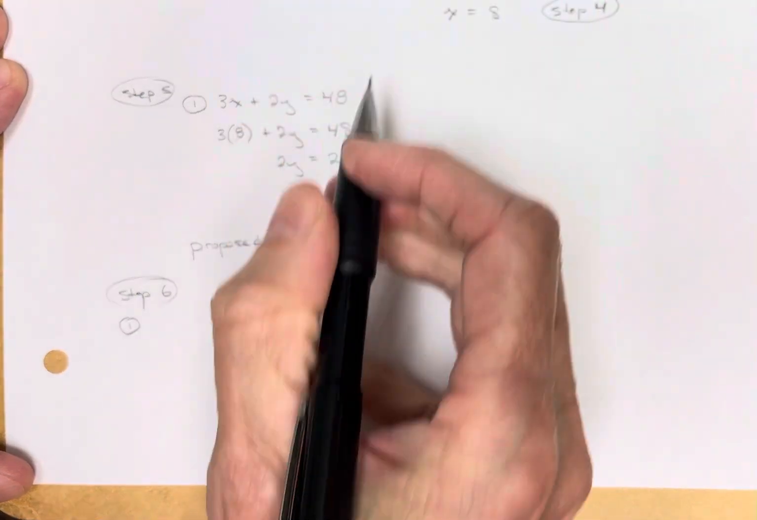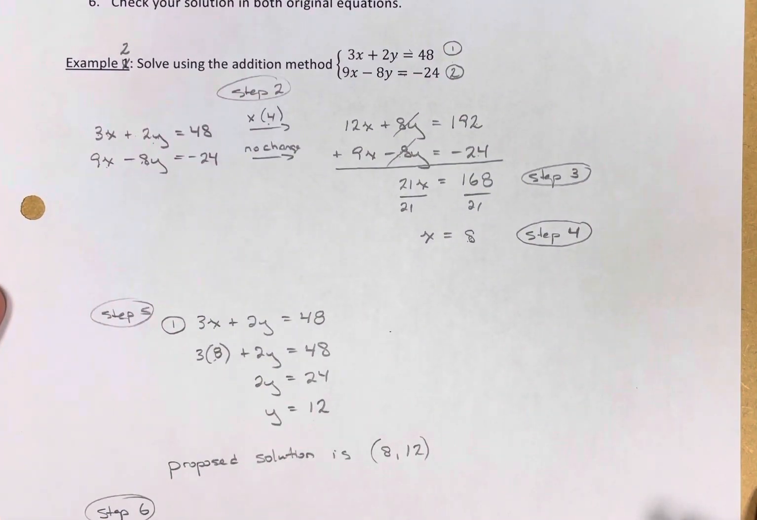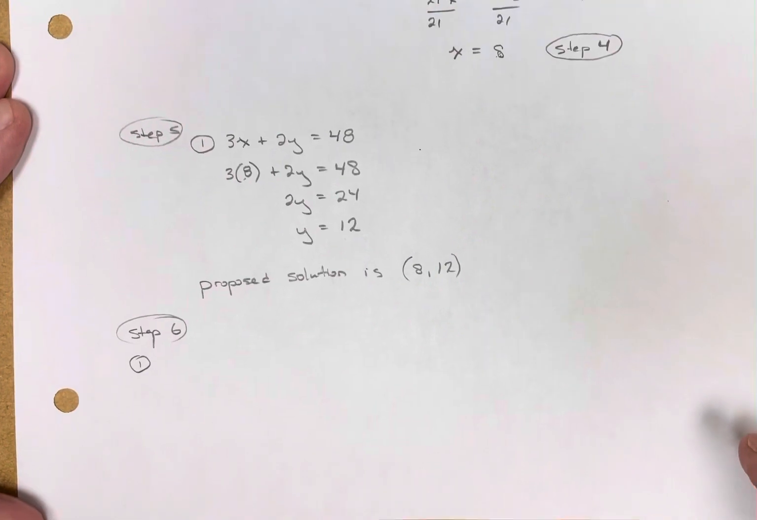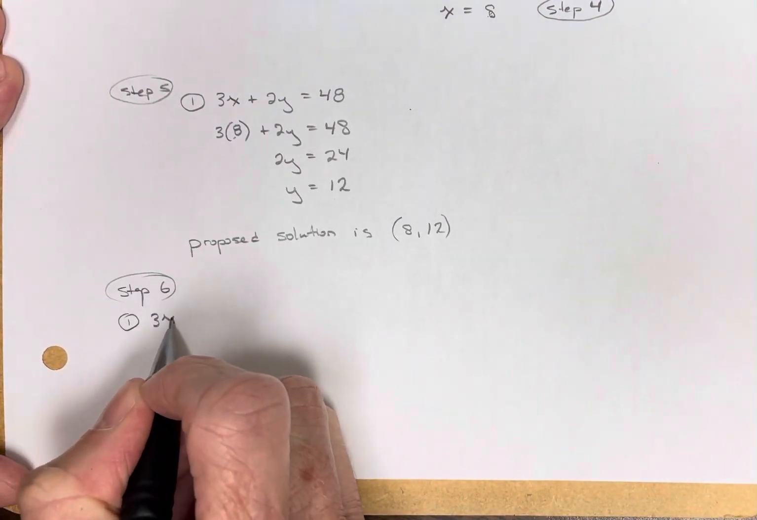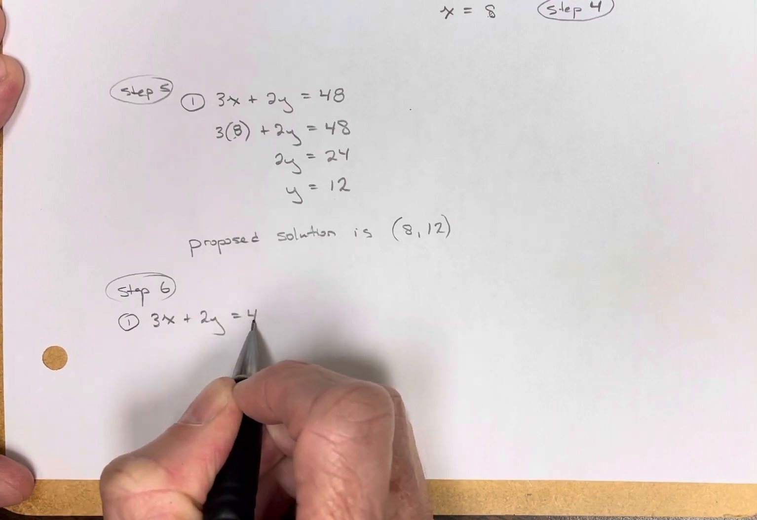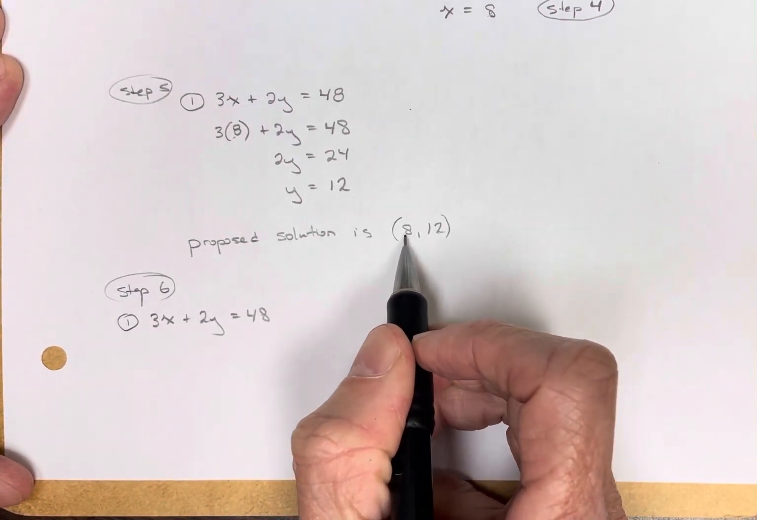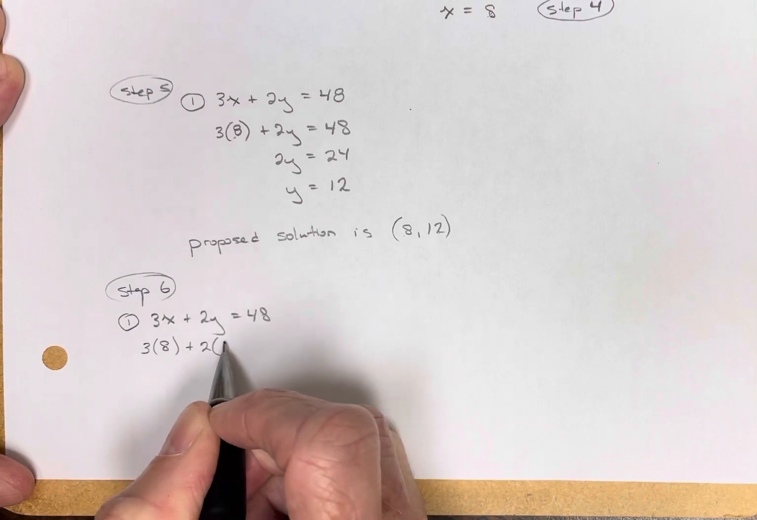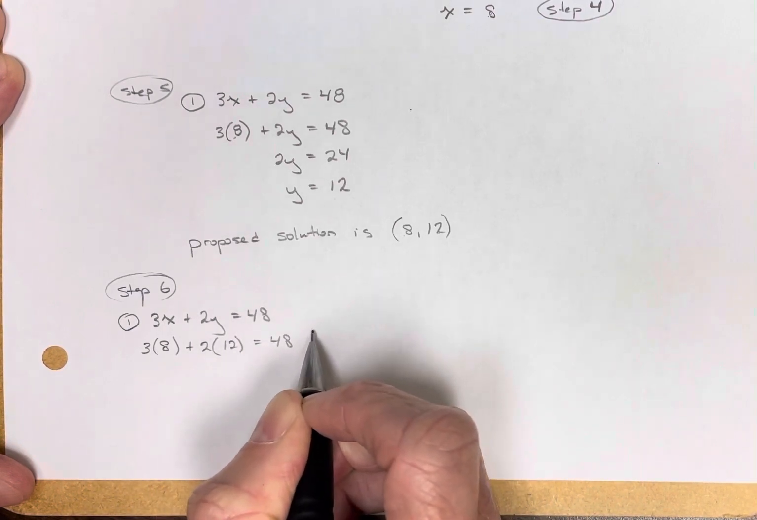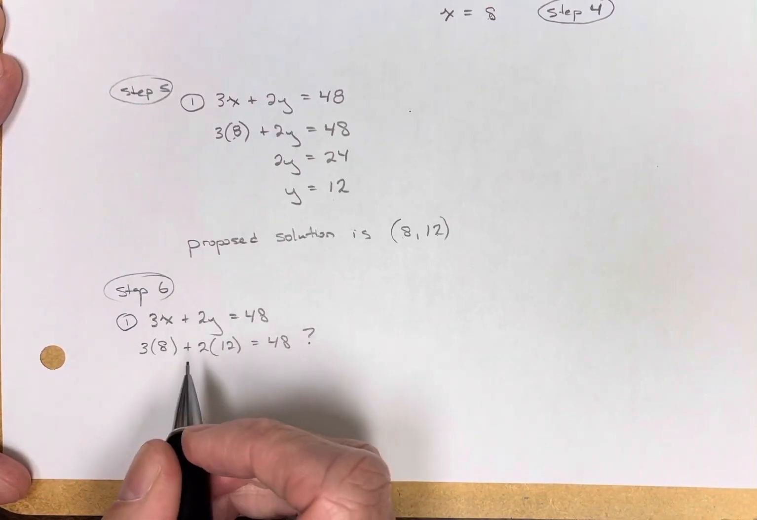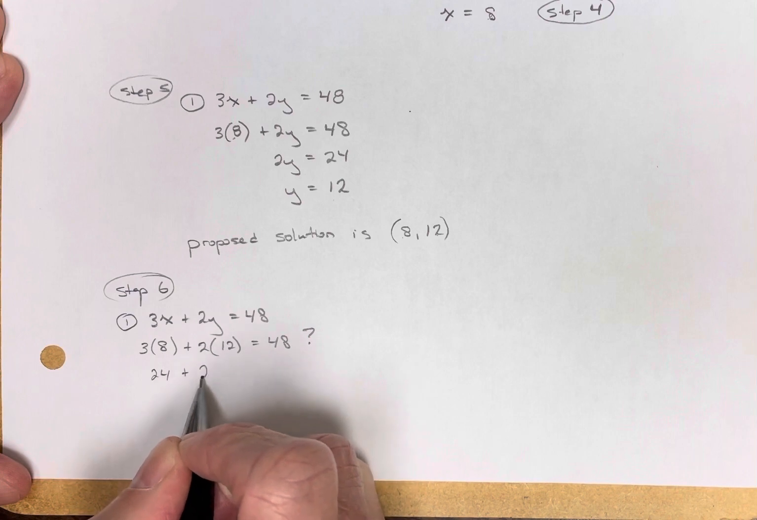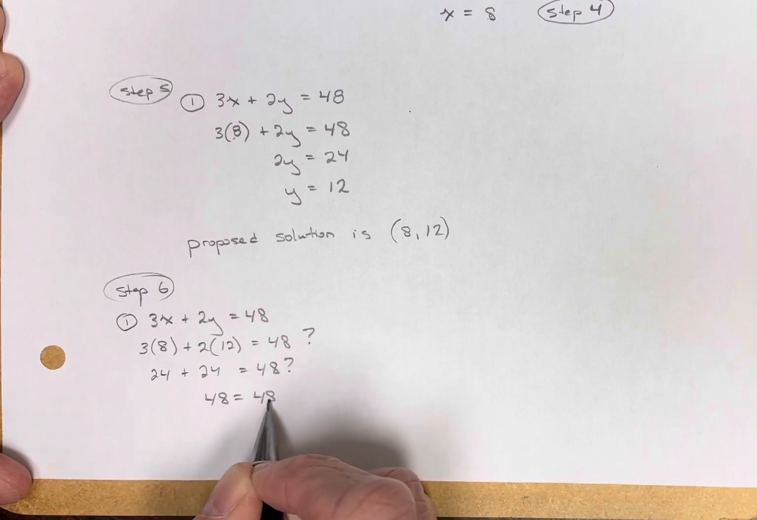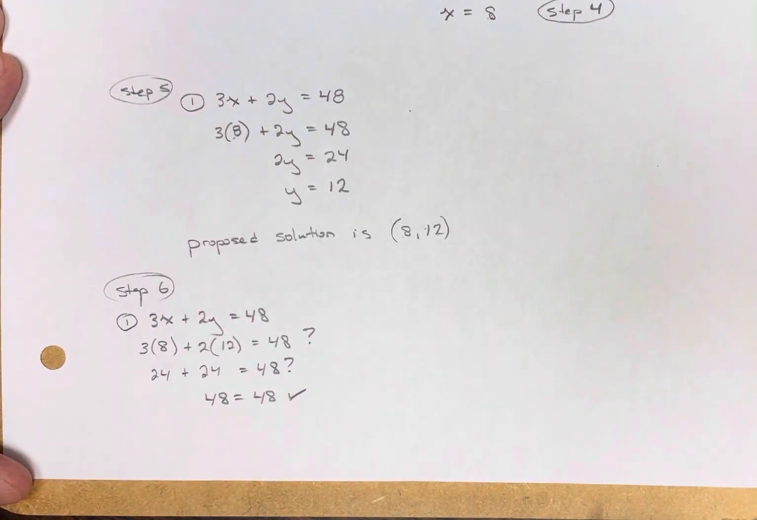The original equation 1, let's go back up to here, is 3x plus 2y equals 48. I think the answer is 8, 12. X equals 8, y equals 12. So I'm going to substitute and check it. So this at the moment is a question. Is that true? I do my math. I get 24 plus 24. Does that equal 48? Well, that does equal 48, as you know. And so I have checked, and my proposed solution works for equation number 1.